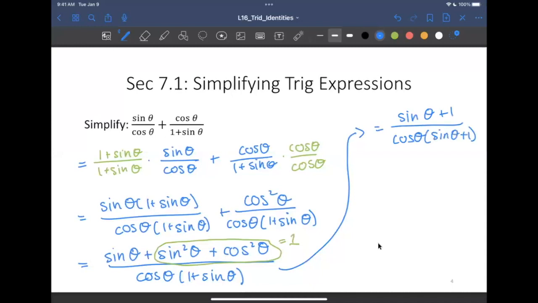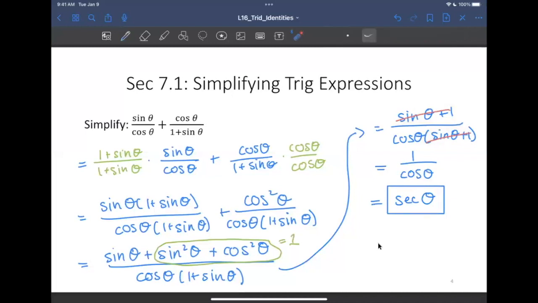Notice I have a sine theta plus 1 in the numerator and in the denominator, so I can cancel them out. And I'm left with, again, 1 over cosine theta, which is equal to secant theta. Okay, so this is my simplified expression. So to combine two fractions, I always have to make sure they have like denominators, and I'm usually going to have to multiply them by special ones to get there.